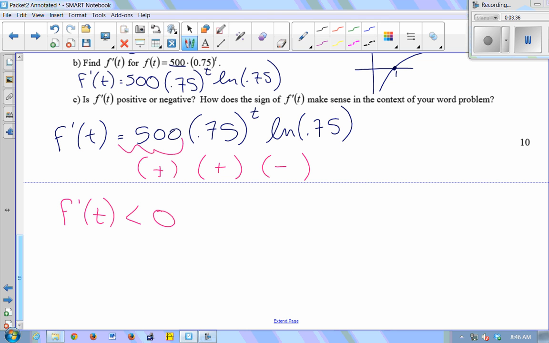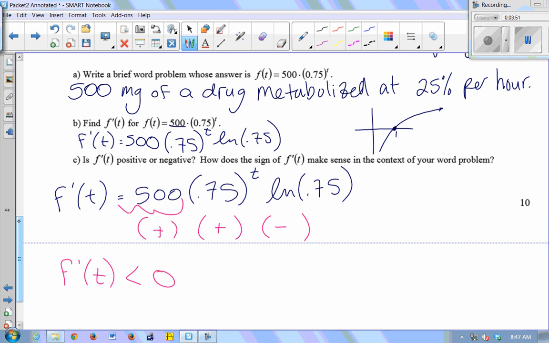So does this make sense in the context of our problem? How does it make sense? Yes, f prime is negative, means the function f is decreasing. And when we talk about the problem that we wrote to go with that function, the amount of the drug in the bloodstream should be decreasing because the body is metabolizing it. Good.